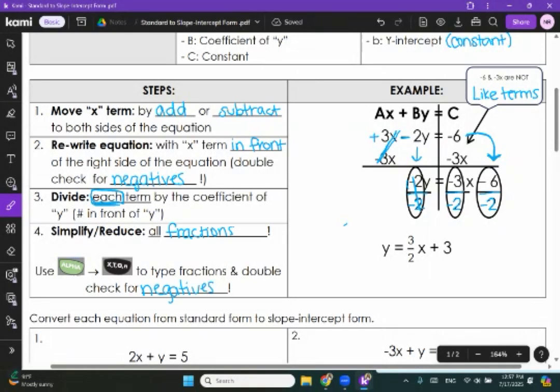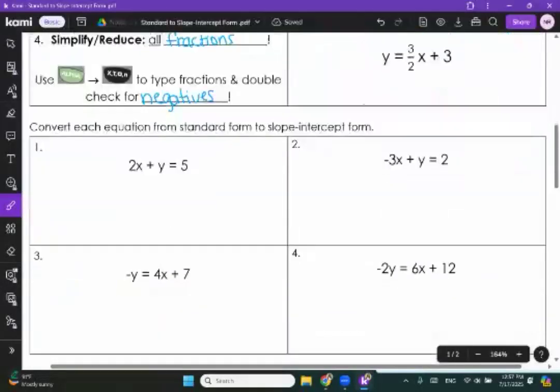Use alpha x to type your fractions in and always check for negatives. Make sure you're putting in both negatives if both numbers have a negative, because it'll either change it to a positive or it'll keep it as a negative, okay? So let's practice.